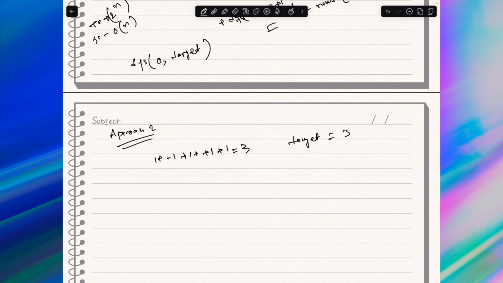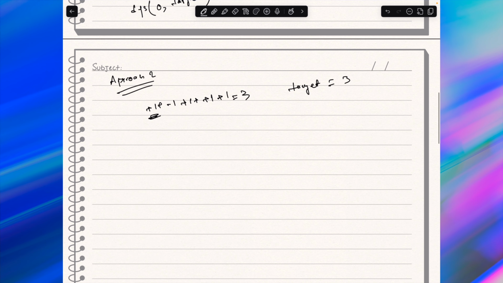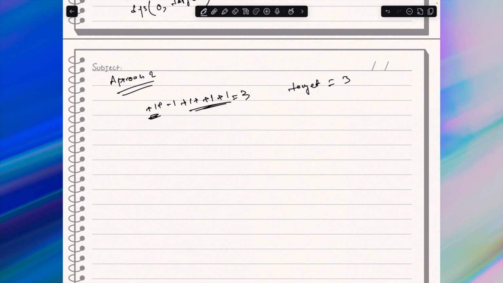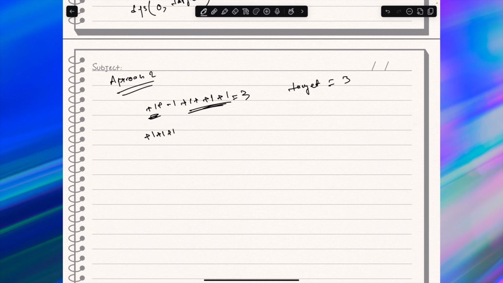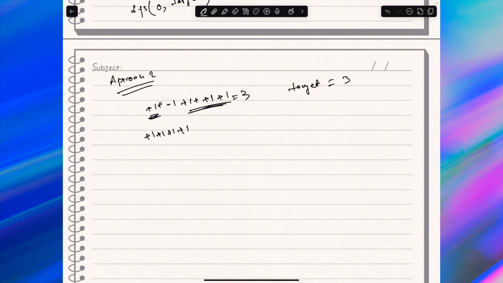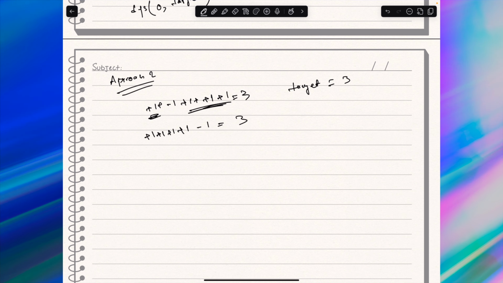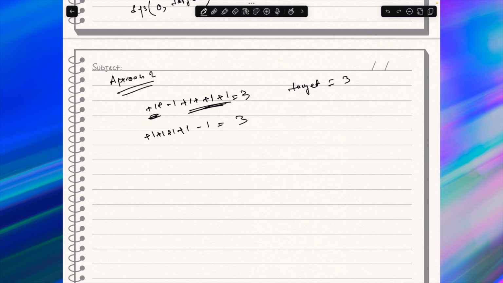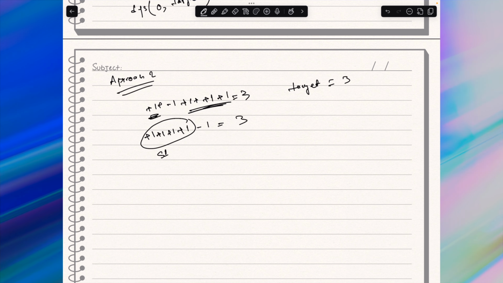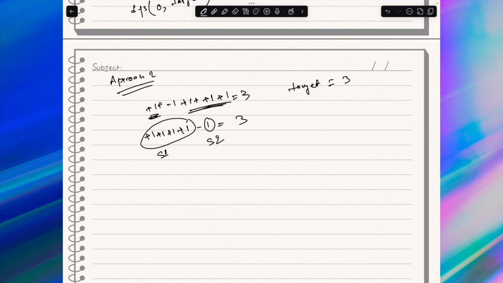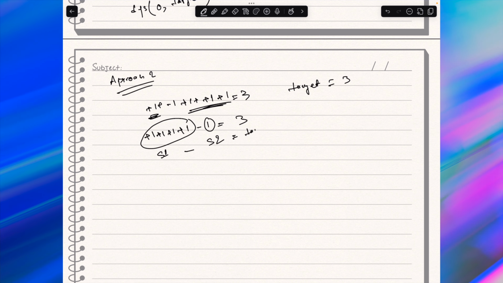Over here we can see this part and this part. We can take the +1s together, so +1 +1 +1, 4 times +1, and take -1 on the other side. So this also gives us 3. Now we can take the sum of one subset as S1 and the sum of the other subset as S2. So S1 minus S2 is equal to 3, which is the target we need to find.